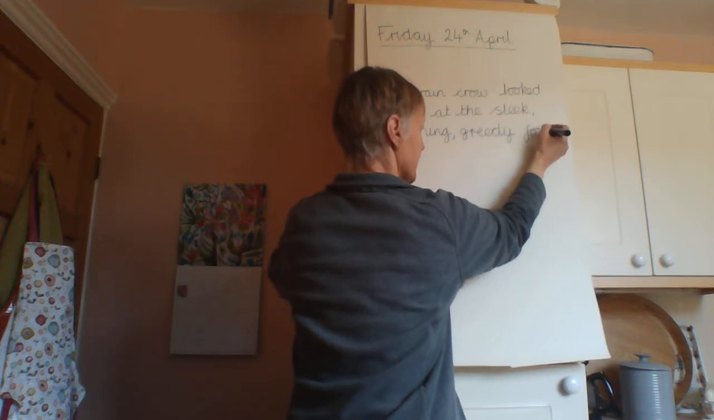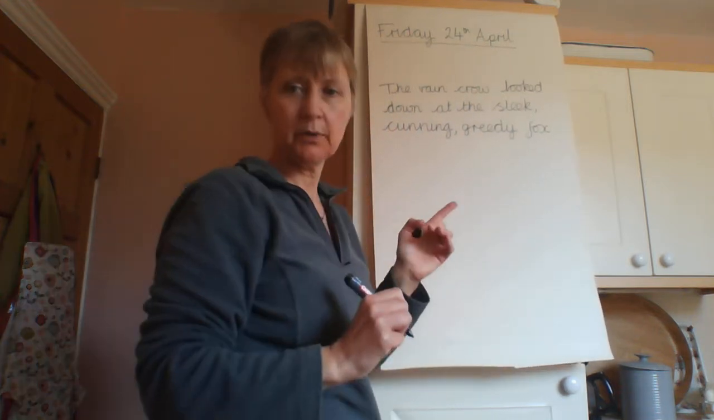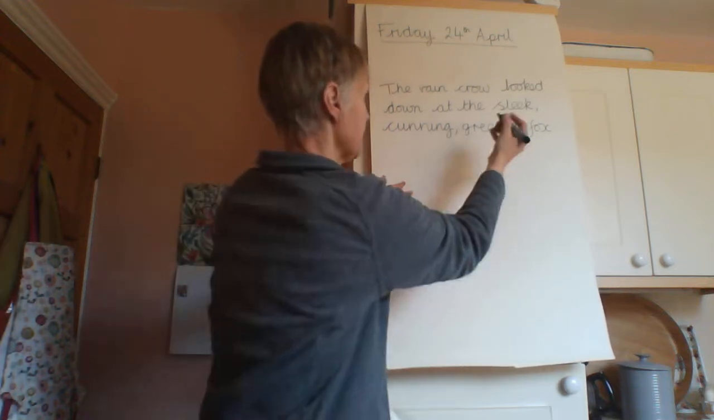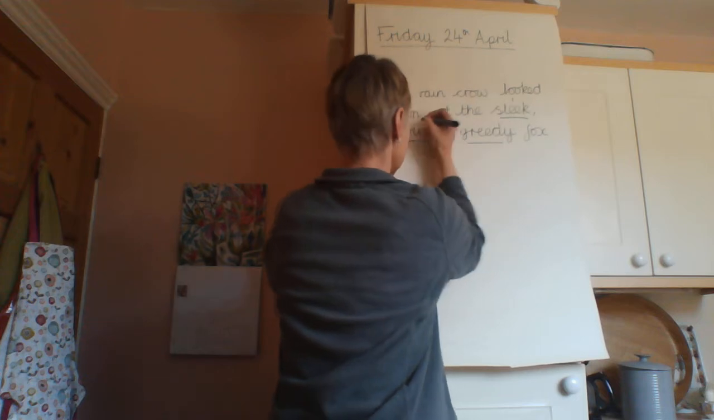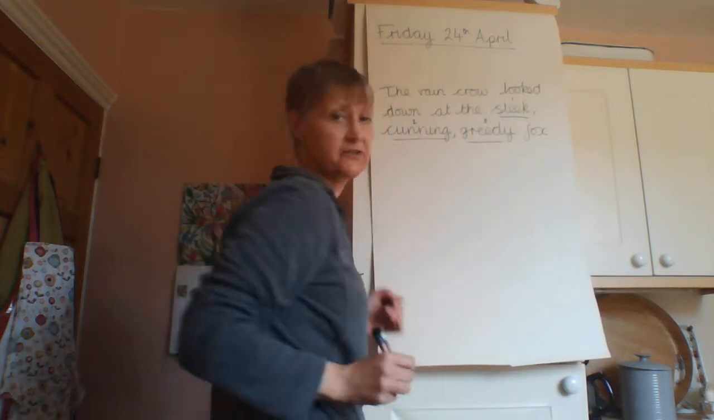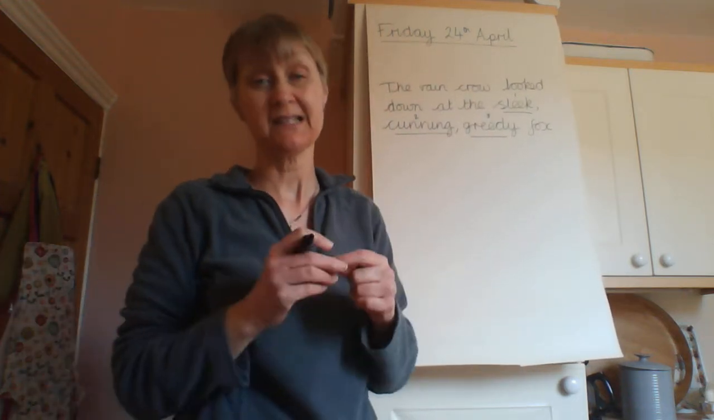fox. So that is an example of a sentence that's got the power of three, because we have 1, 2, 3 adjectives next door to each other with commas in between. It's a list of adjectives.